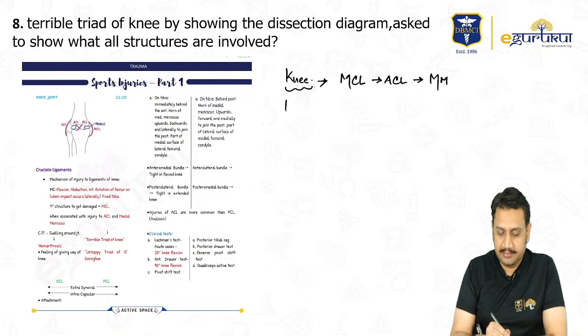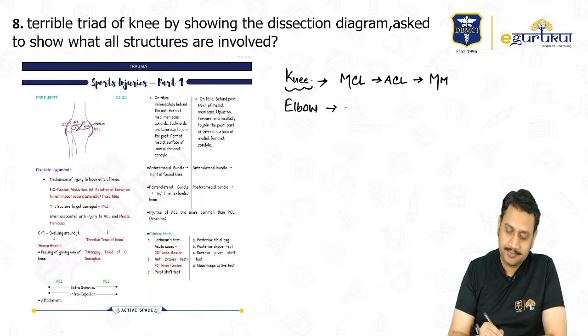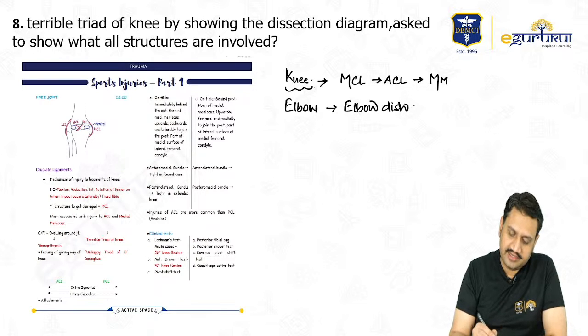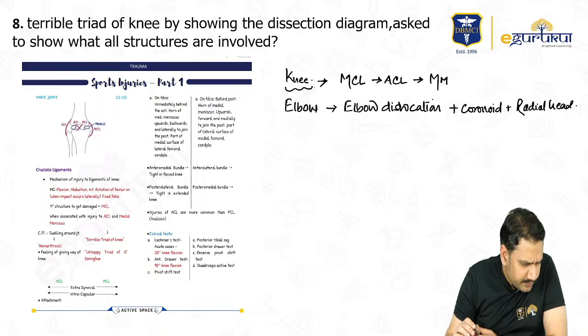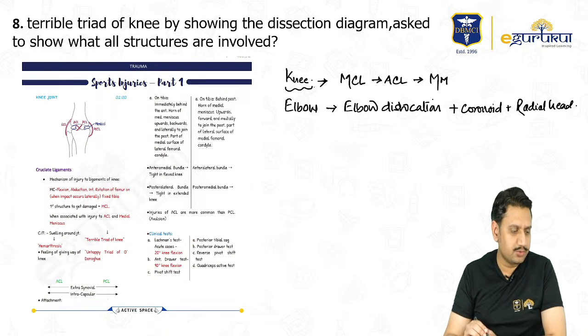When you talk about the terrible triad of elbow, the Hotchkiss terrible triad, it is the elbow dislocation with radial head and coronoid fractures, isn't it? Elbow dislocation plus coronoid plus the radial head, all three together. It was an image based question.